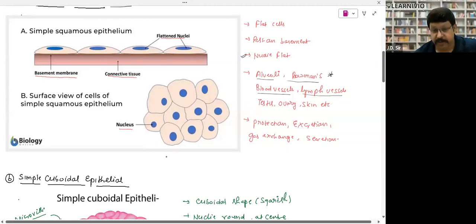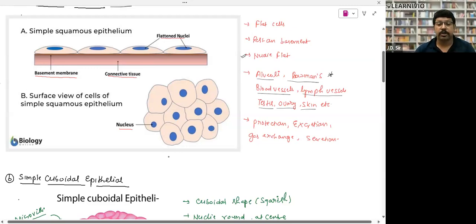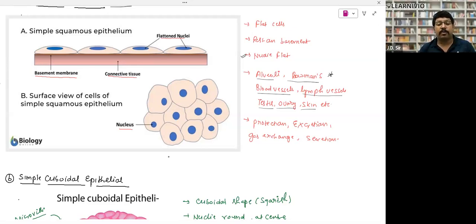This is the question for me. They have flat nuclei. They are found in the alveoli, Bowman's capsule, blood vessels, lymph vessels, testis, ovary, and skin. So what you have to remember, for the sake of the medical examination, you need to remember their examples, where they are found. You will get the question: the alveoli are made up of epithelial tissue, ciliary epithelium, squamous tissue, muscular tissue, that kind of option.